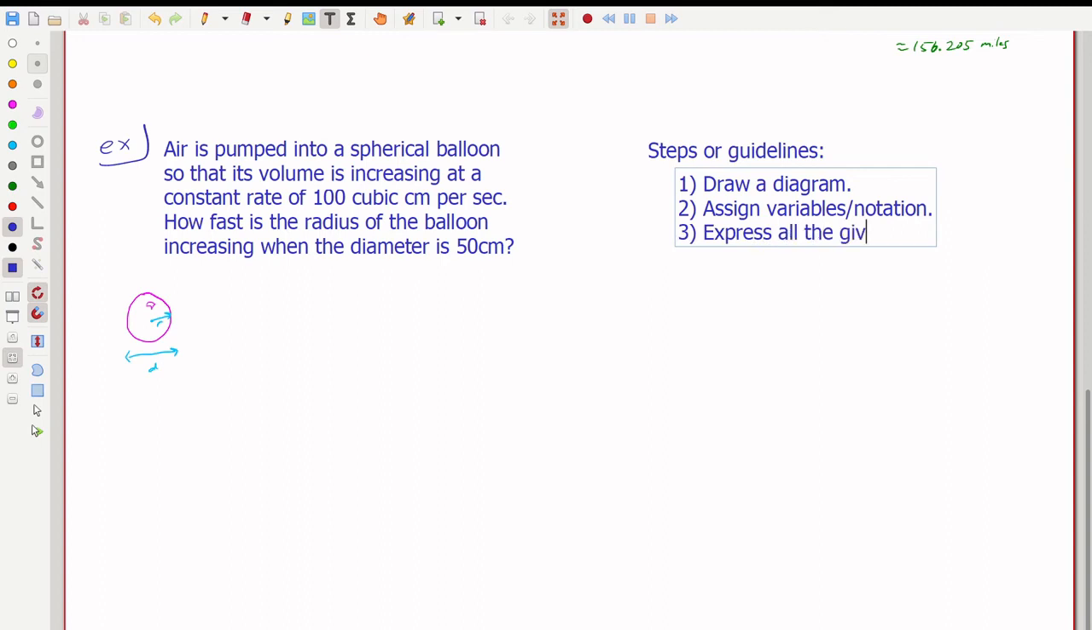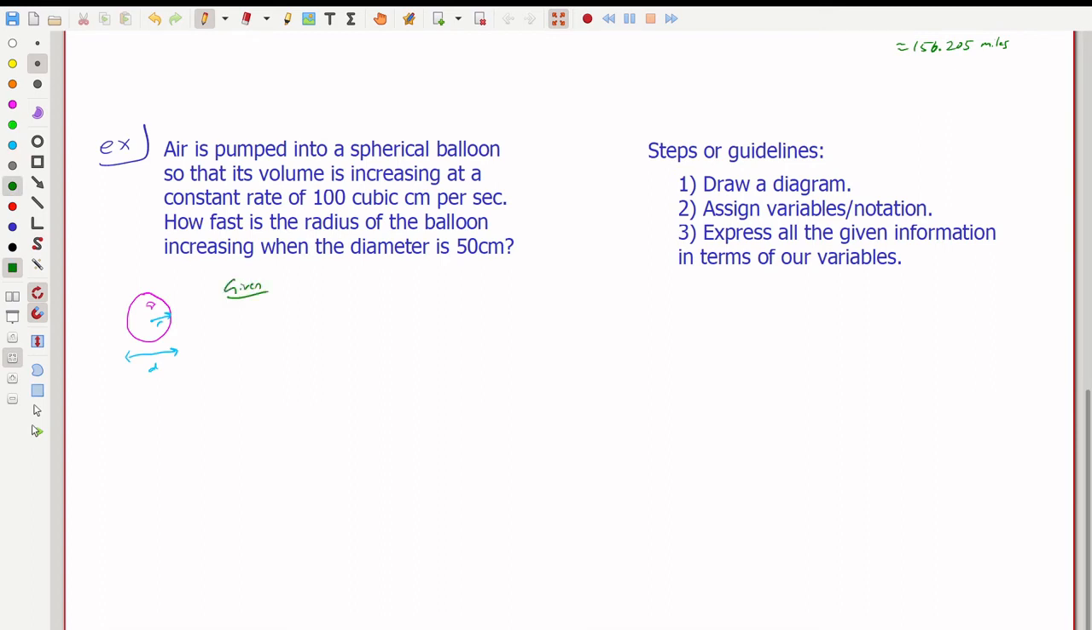So we want to express all the given information in terms of the variables that we have. Okay, in this case, I have radius, I labeled an R on here, I have diameter, I labeled a D on here. Okay, so let's look at what we were given.